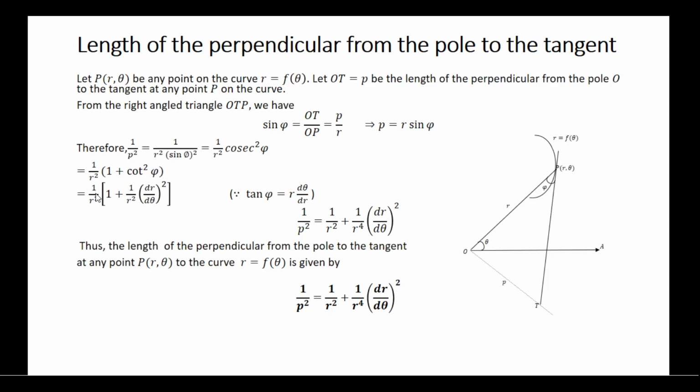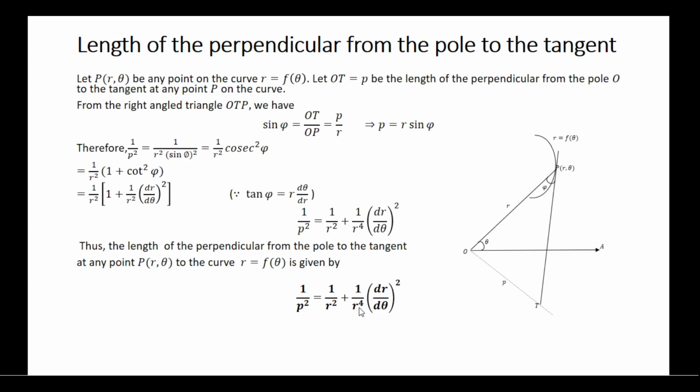Now multiply this term inside the bracket. You are going to get, LHS 1 by p square equal to, after multiplication, 1 by r square plus 1 by r to the power of 4 into dr by d theta whole square. So this is the length of the perpendicular from the pole to the tangent at any point P(r, theta) on the curve r equal to f of theta. While solving the problem, you have to remember this also. In order to solve the problems, we will use this result as well as this result also.